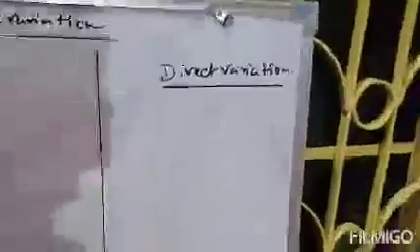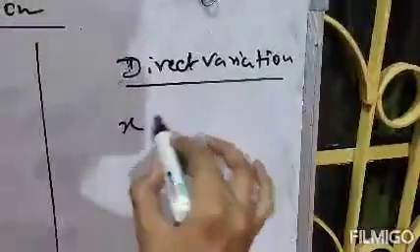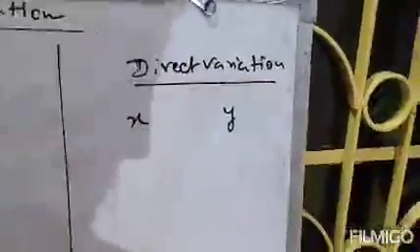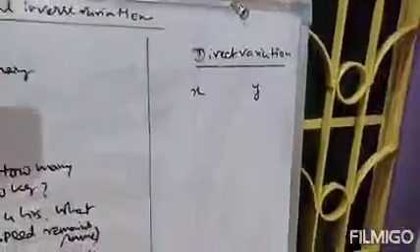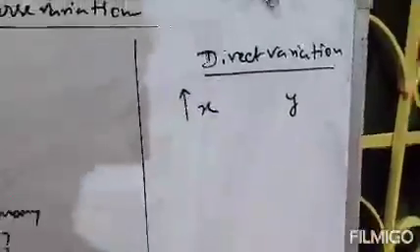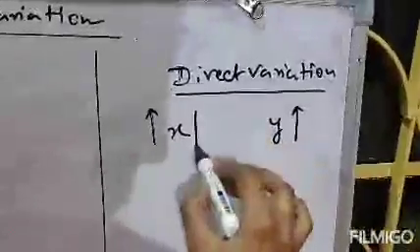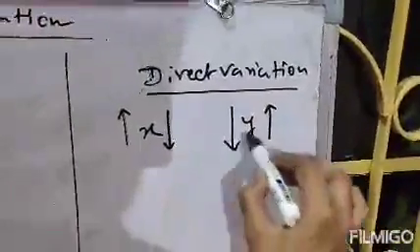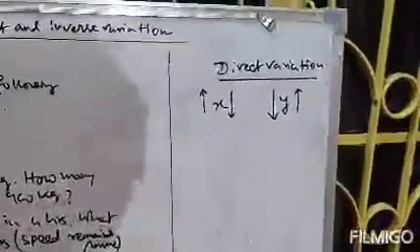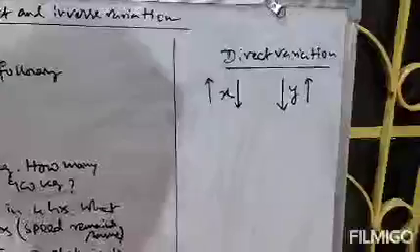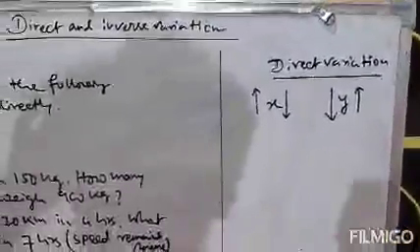Before understanding direct variation, suppose we have two quantities. One quantity is x and the other quantity is y. Now direct variation is: if x increases, y will also increase. Clear? And if x decreases, the quantity y will also decrease. So in case of direct variation, if x increases, y will also increase. If x decreases, y will also decrease. This is direct variation.